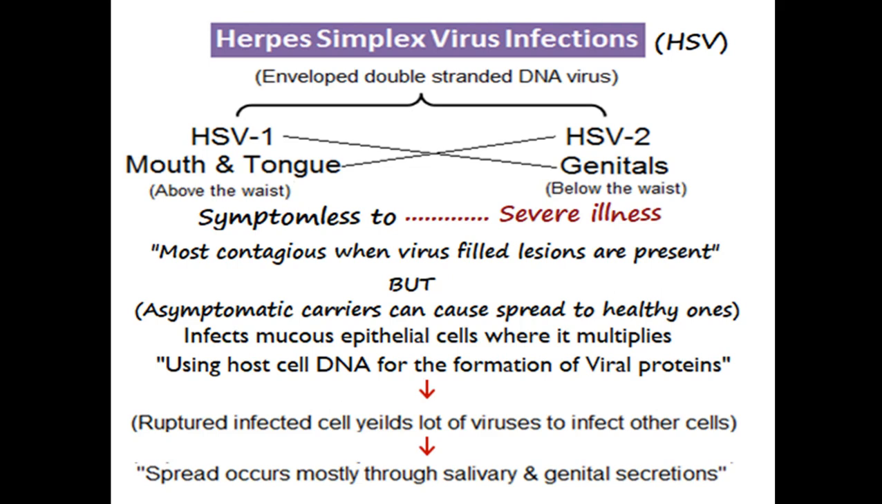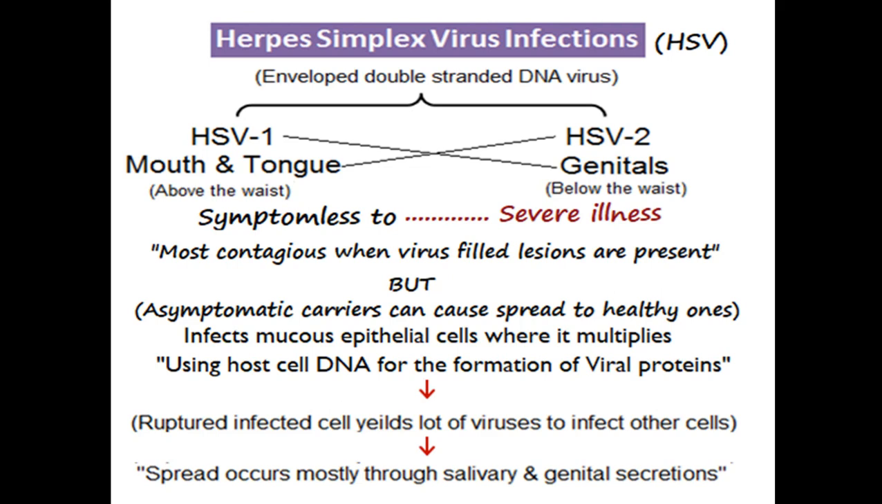But here one important point is that even the patient with no clear visibility of the herpes lesions, who is asymptomatic, is a carrier and can spread the disease to healthy persons. So the most contagious time is when virus-filled lesions are present, but even in the absence of these lesions, and even in an asymptomatic person who is infected and is a carrier of the herpes virus, he can spread the disease to other healthy people.